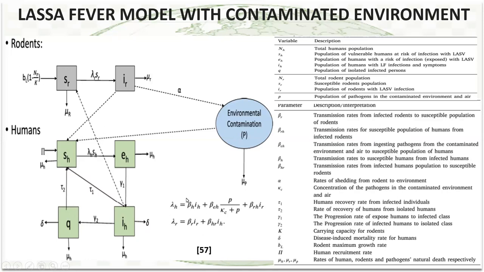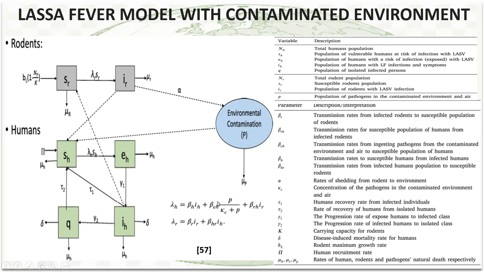So in the force of infection, they consider that the human can get infected by human interaction, and can get infected by the environment, which also has a carrying capacity of the virus. It can get infected by infected rodents. But the rodent can only get infected by humans and rodent to rodent.